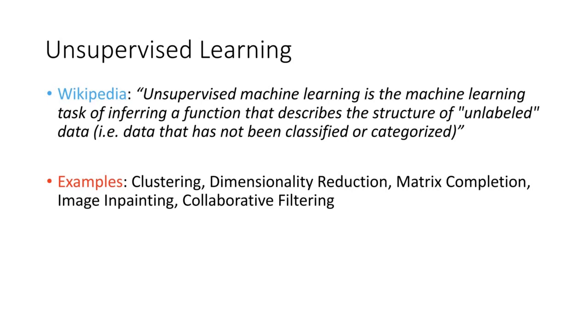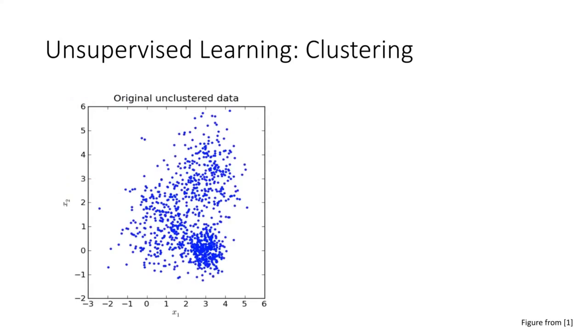You essentially want to use some kind of intelligent machine learning based algorithm to say something more about the structure of the data. The very famous examples of unsupervised learning are, of course, clustering and other dimensionality reduction techniques like PCA, matrix completion, image inpainting, collaborative filtering, etc. So this is a very familiar application of unsupervised learning.